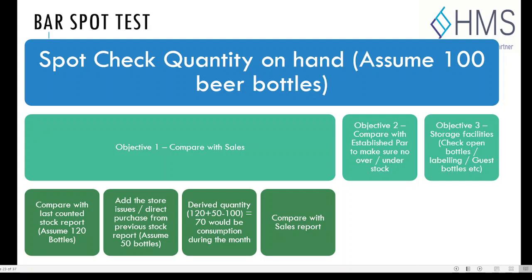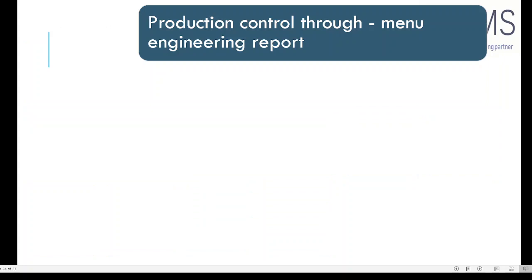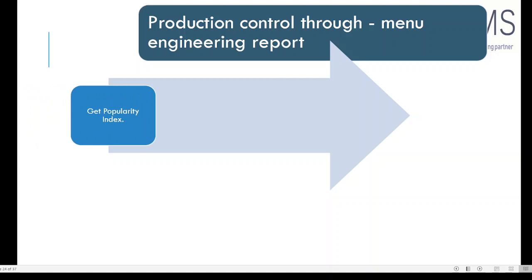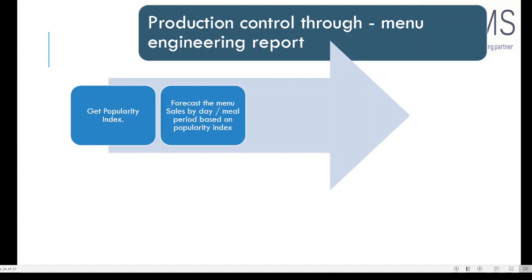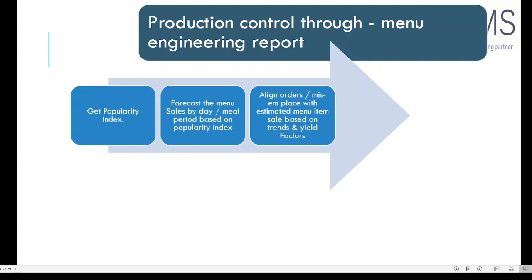Okay, so that's the bar spot check, and then you have a menu engineering report. The menu engineering report is basically to understand the popularity index, and this is production control through the menu engineering report. So basically, what you do is you get a popularity index, how popular is that item, and then forecast the menu sales by day or meal period based on the popularity index, and then you align your order or mise en place with the estimated menu.